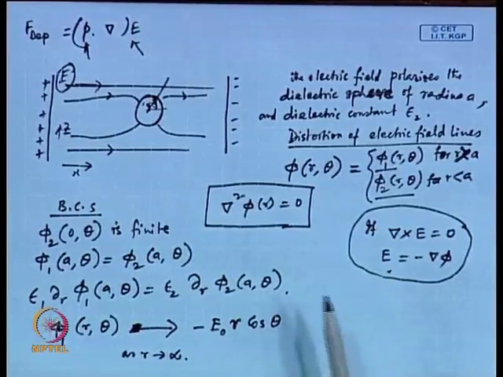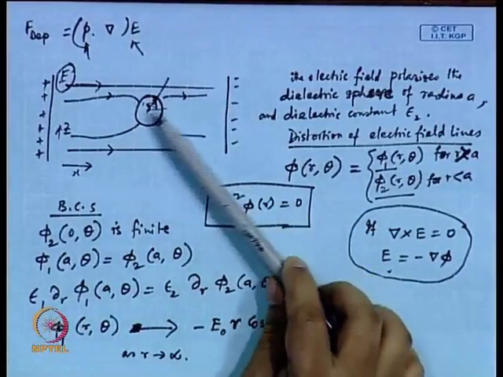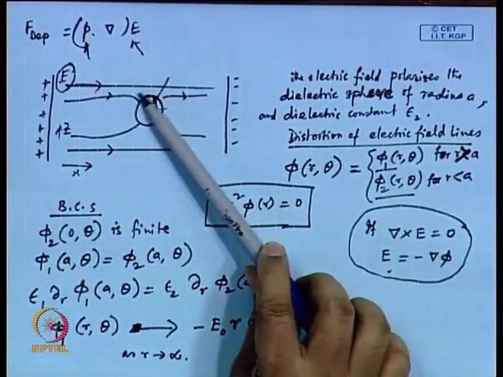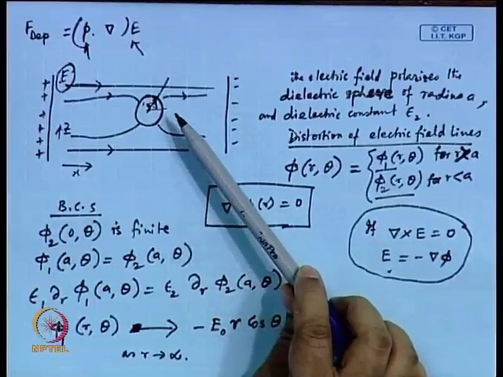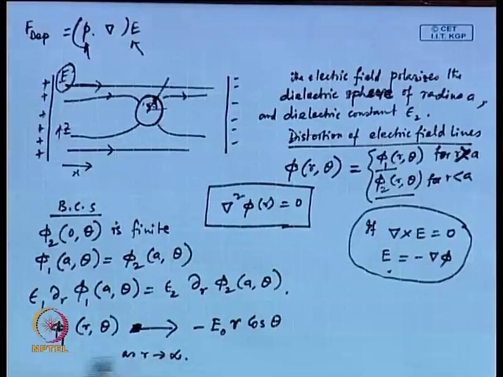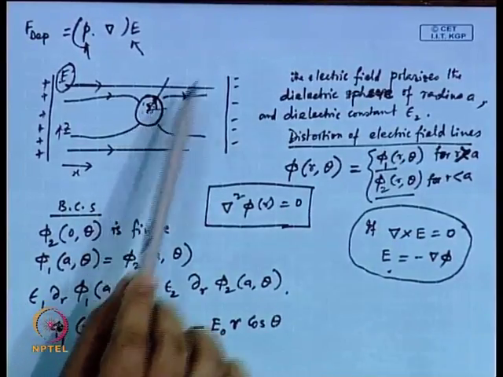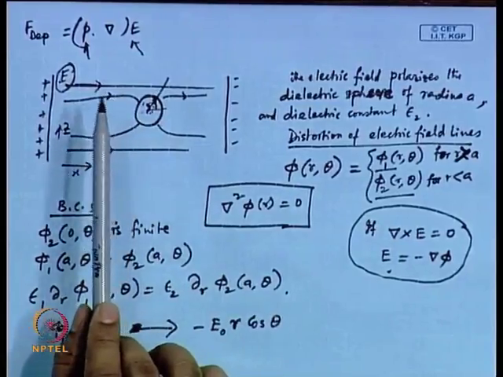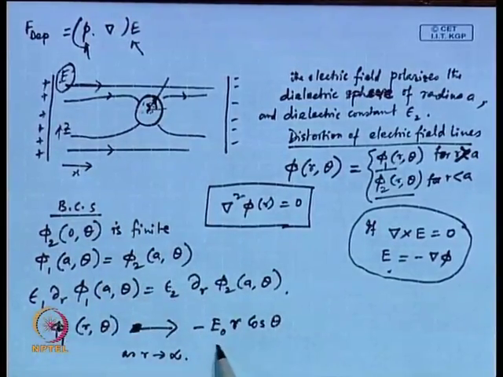So, you have to write this far away from the origin, where you will not have any of these twists. So, if you write it that way, phi 1 (r, theta) is equal to minus E naught r cos theta. So, far away from this particle, it would be simple unperturbed electric field lines. That is what this boundary condition states.